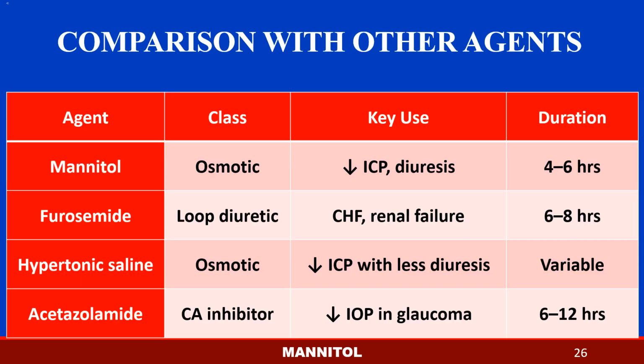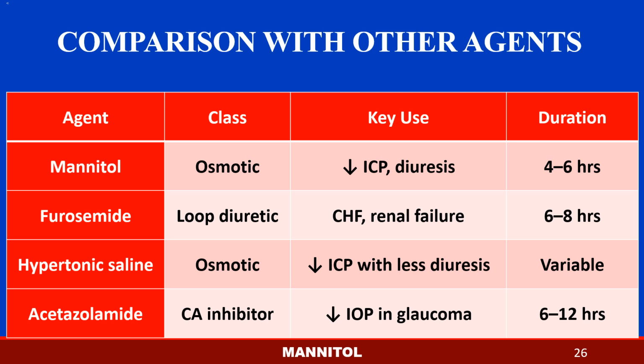Comparison with other agents. 1. Mannitol. Agent class: osmotic. Key use: decreased ICP, intracranial pressure, diuresis. Duration: 4 to 6 hours. Mannitol is an osmotic agent used to reduce brain swelling and promote urine output. 2. Furosemide. Agent class: loop diuretic. Key use: CHF, congestive heart failure, renal failure. Duration: 6 to 8 hours. Furosemide is a diuretic used mainly for heart failure and kidney issues.